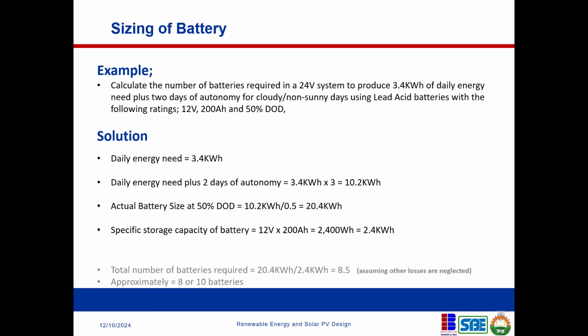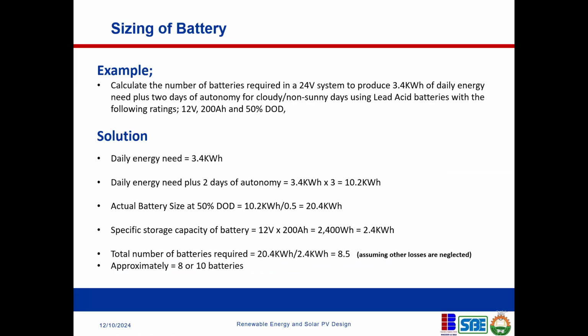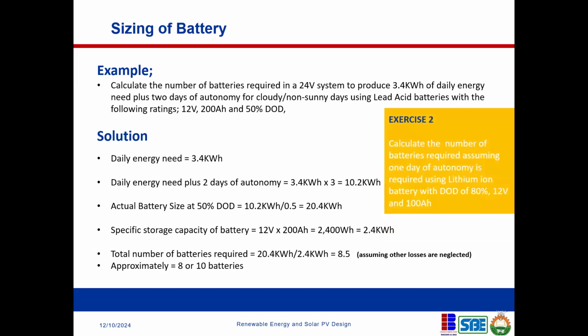Okay, let's continue from where we stopped. We have already established that the battery bank is going to be 2 in series, 4 in parallel, to arrive at our system design. Here is exercise number 2 that I want us to do. Calculate the number of batteries required. We are going to change some variables. Instead of 2 days of autonomy, assume 1 day of autonomy. We are going to use a lithium-ion battery, and our depth of discharge is 80%. The battery characteristics are 12 volts, 100 amp hour. Let us calculate the number of batteries required for this new setup.